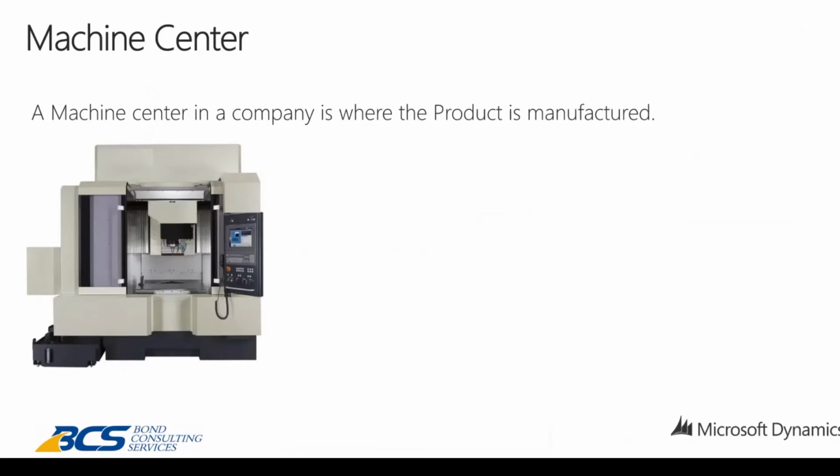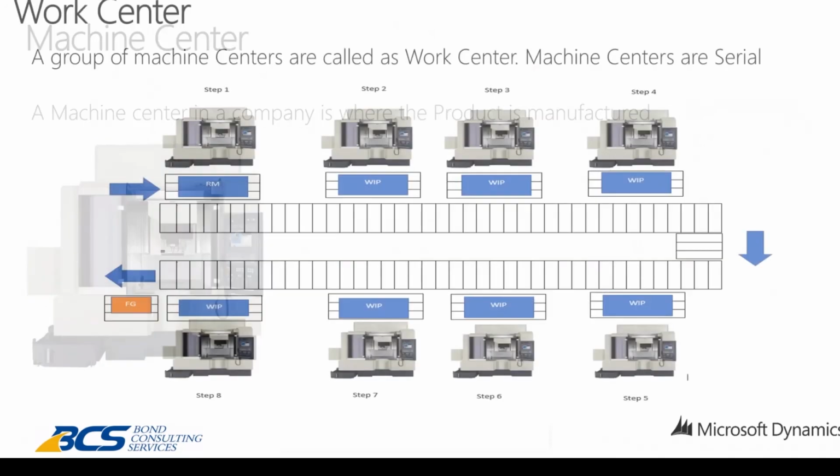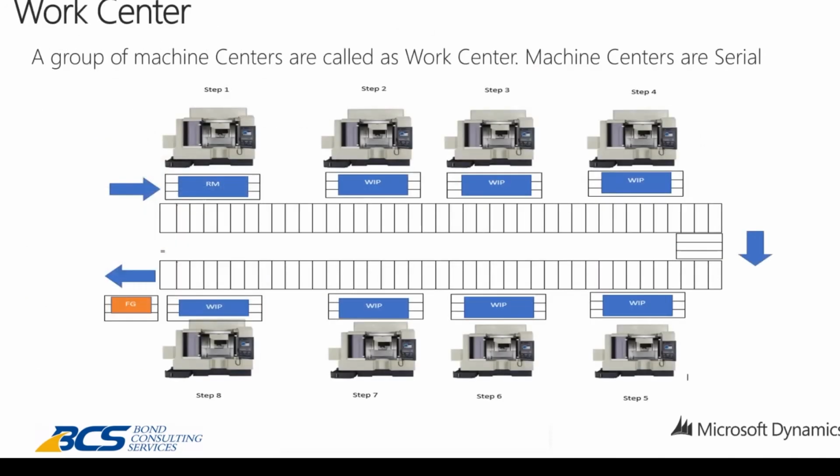The next one is about the machine center. A machine center is where the product is manufactured. A group of machine centers is called a work center. Machine centers here are serialized, meaning arranged in series. You have the process start, and you see the arrow here, which starts from here, goes around and then ends here.